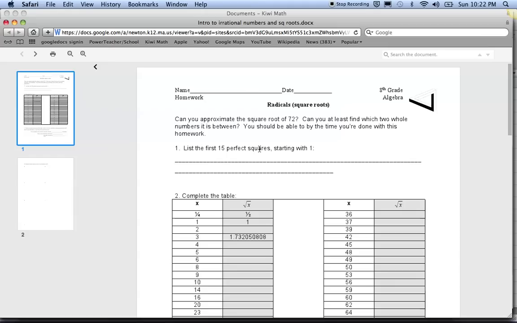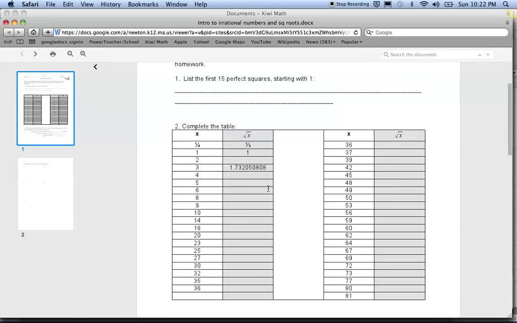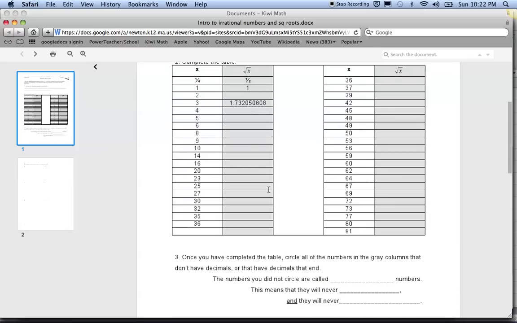Alright, I assume you've done that. Let's go on to number 2. This will take a little bit longer, and yes, I want you to write down every single digit that appears on your calculator. Hit the pause button now. Alright, now that you've filled out everything above in the gray columns, let's move on to step 3. Hit the pause button again.